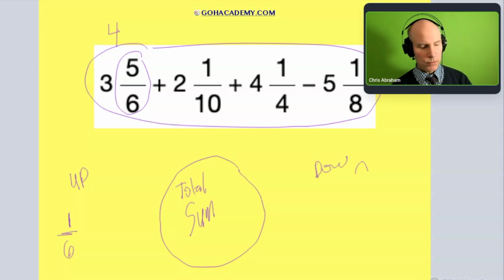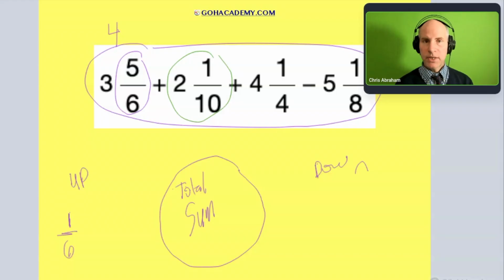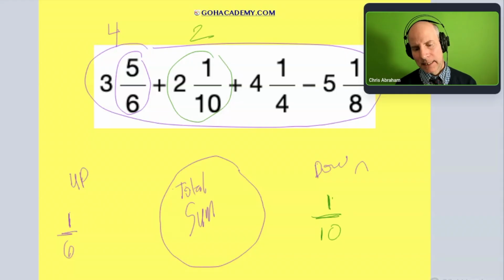What about this one right here? Let's think about this one. 2/10. Well, that would probably get rounded down, right? And just to 2, which means our estimate now on this number would be off, down by 1/10, right? Does that make sense?